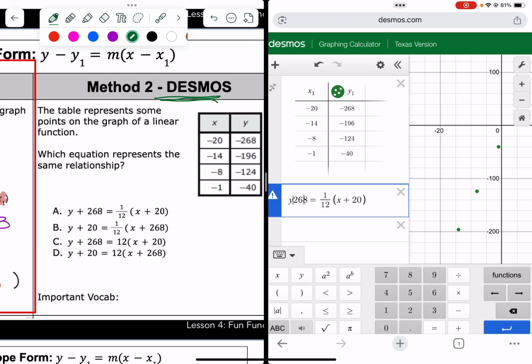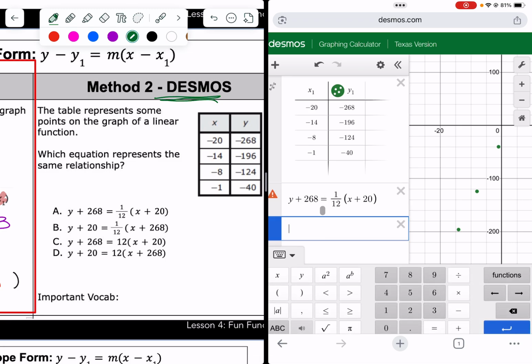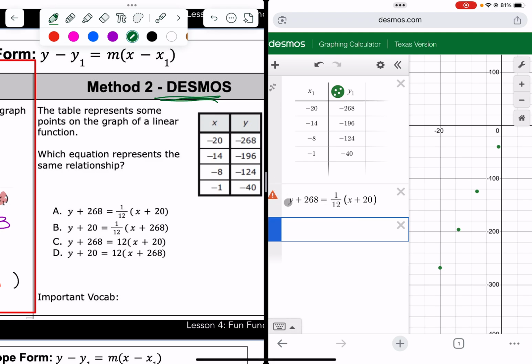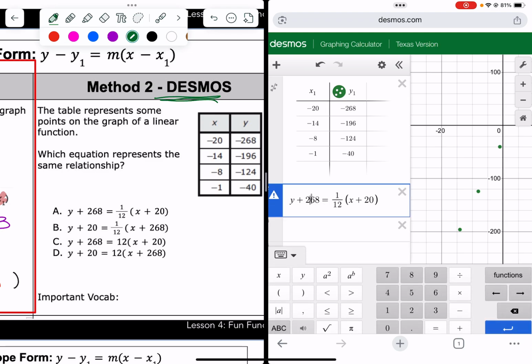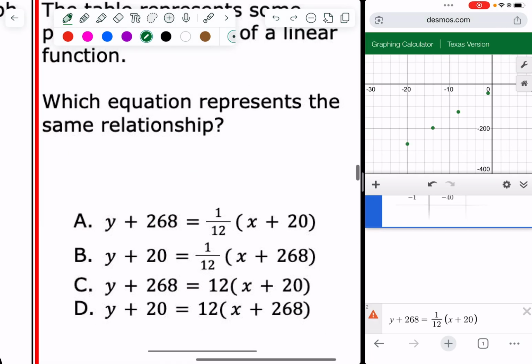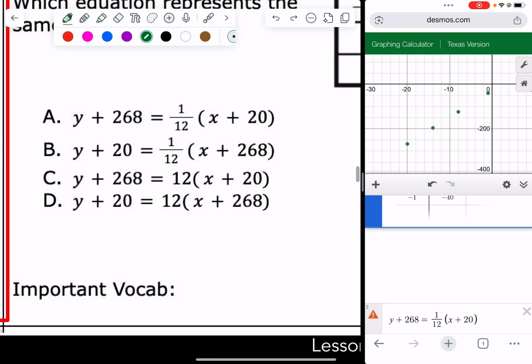Okay, so I changed it. This still isn't possible, okay? Because y isn't by itself. So this is what we're going to do. We're going to look at the answer choices, okay? I have a positive 268. What is the opposite of a positive number?